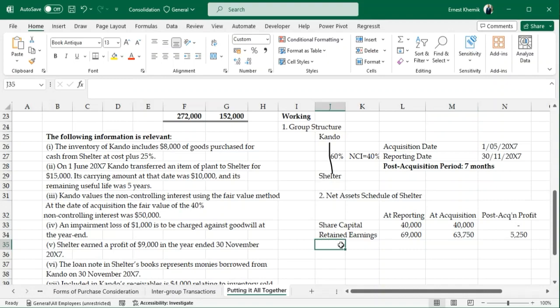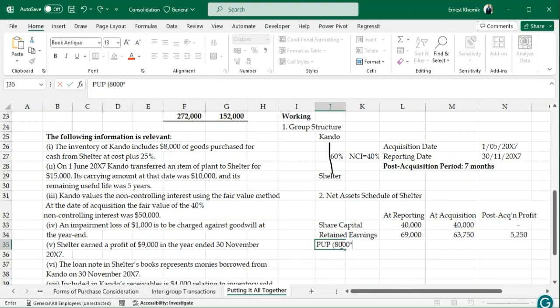Now from our notes, from note 1, we know that there's going to be a PUP, that is provision for unrealized profits, on the goods that have been held at the reporting date. How much has been held? It's going to be 8,000 multiplied.